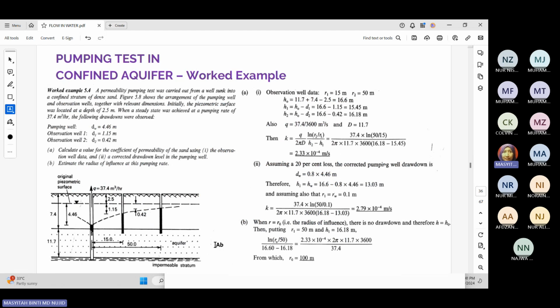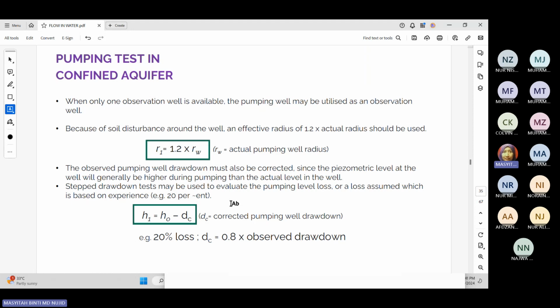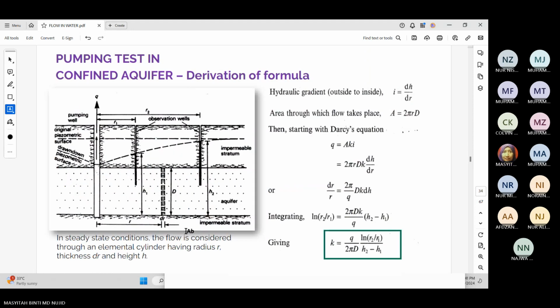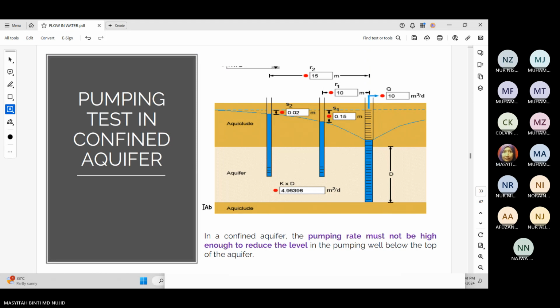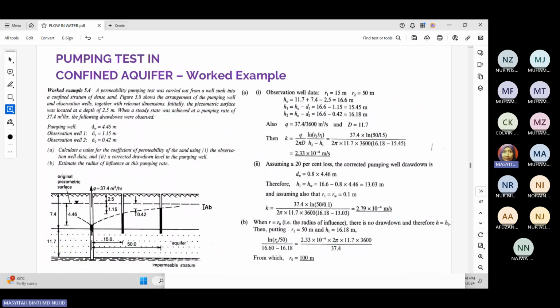So therefore, in this answer, you akan nampak R1 dah tahu, R2 dah tahu, H0. H0 apa dia? H0, okay, mana tengok H0? Okay, dalam this case, H0 adalah tinggi 11.7 campur dengan 7.4 tolak dengan 2.5. Yang tu je sebenarnya kita nak measure. So that is the H0. Maksudnya daripada tinggi impermeable stratum sehinggalah tinggi piezometric ataupun water level kita lah.